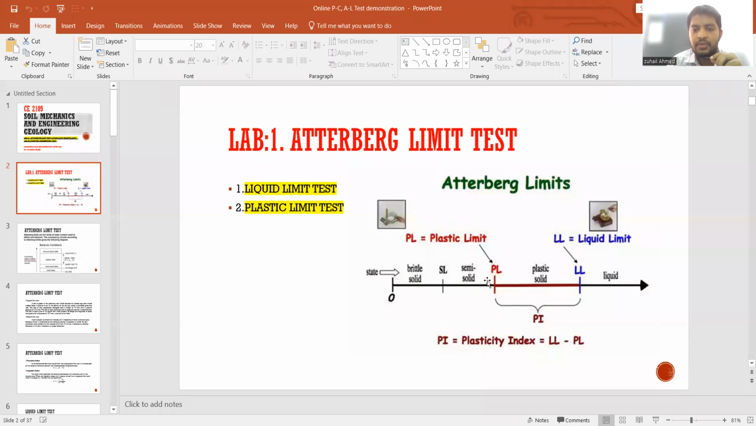First of all, it will reach the plastic limit. Then after that, it will reach the liquid limit. After that, it will go into the liquid state. So the plasticity index equation is liquid limit minus plastic limit. First you need to find the liquid limit and the plastic limit. According to that, you can see the behavior of the particular soil using the plasticity index.